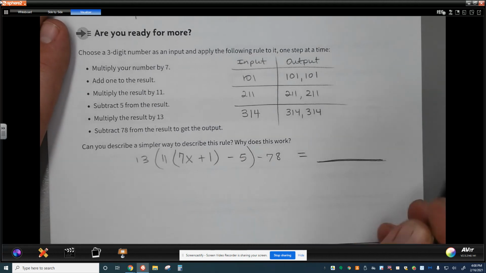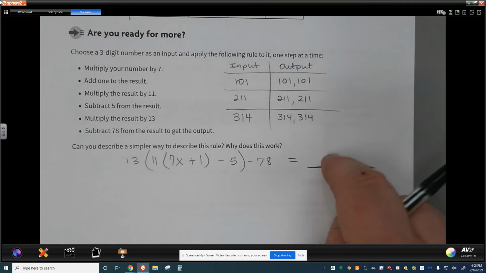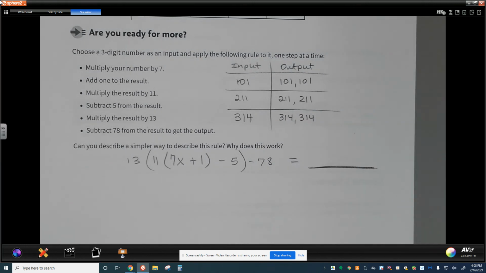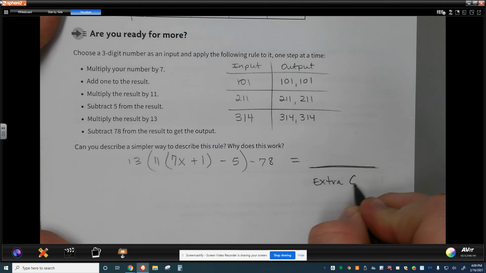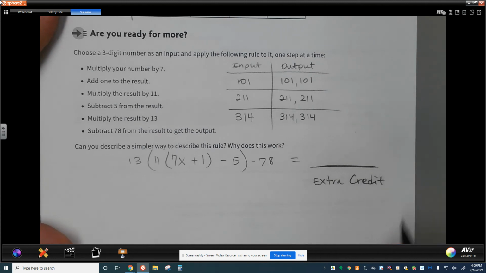There is the golden question. What does this number have to be? What would you have to get for this side over here to make this rule work every single time? That is your bonus. Figure out what it is and tell me how you figured it out to get a little bit extra credit.